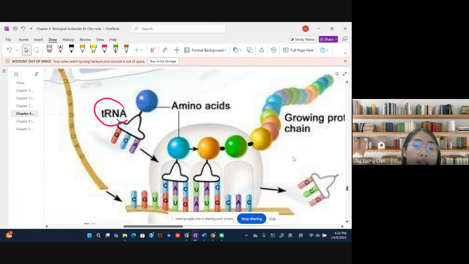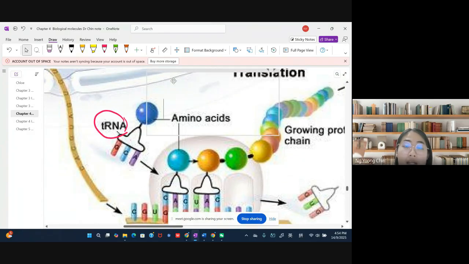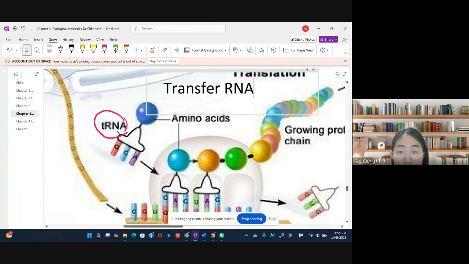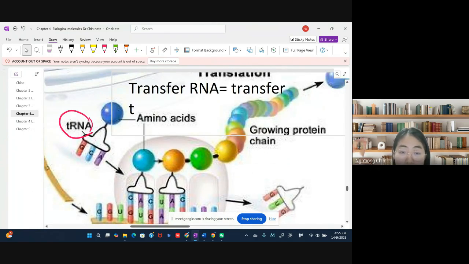Okay, because tRNA, right? tRNA, we call it transfer RNA. Okay, tRNA is a transfer RNA. Transfer RNA, what they do is they will bring the amino acids to the ribosome, so they know it's transfer. Okay, they help to transfer the amino acid to the ribosome.